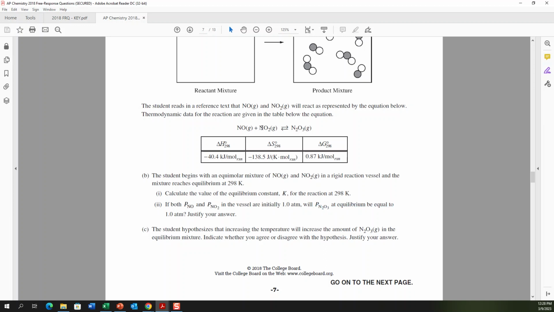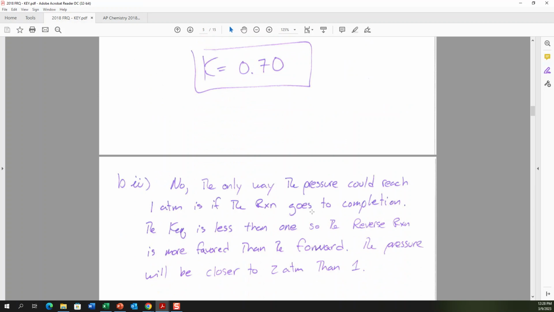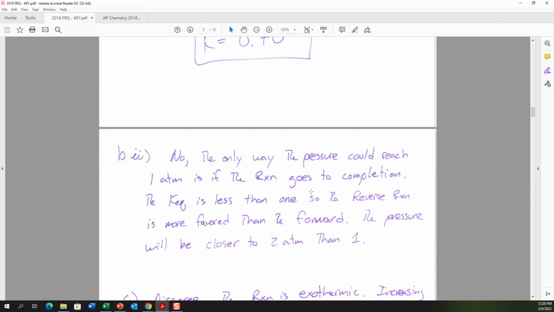Because 1 atmosphere of this can produce 1 atmosphere of that. It's a 1-to-1 ratio. So the only way the partial pressure of N2O3 is 1, when you started with these two at partial pressures of 1, is if the reaction doesn't reach equilibrium, if it goes to completion. So the answer is no. The only way the pressure could reach 1 atmosphere is if the reaction goes to completion.